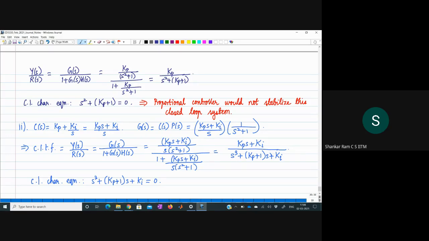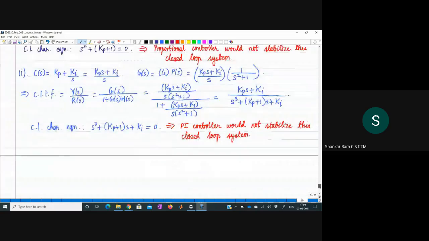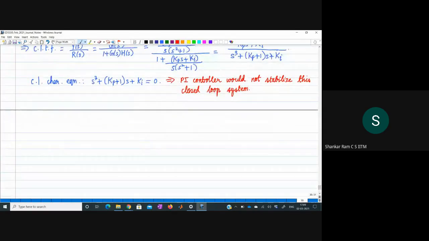So consequently, the PI controller will also not be able to stabilize this closed loop system, right? Because the necessary condition of the Routh criteria is not satisfied. So even the PI controller doesn't work, right? So, okay, so that's that.